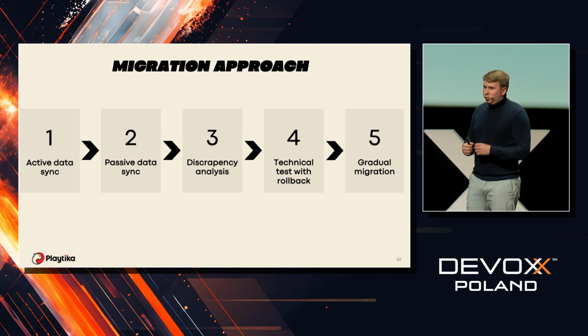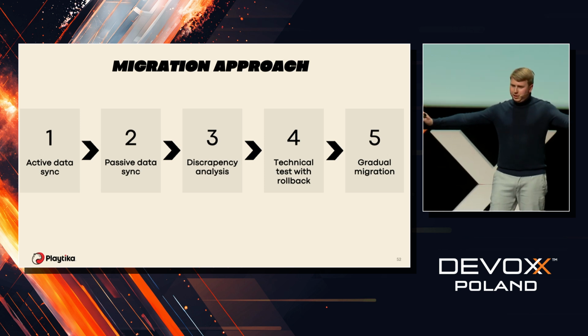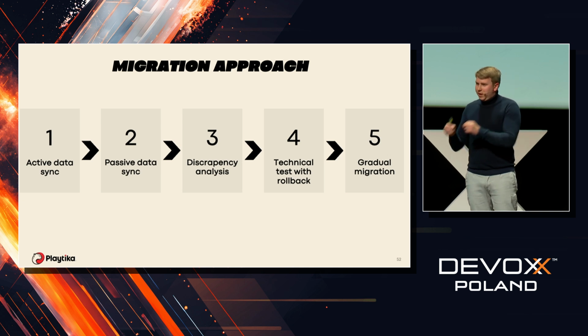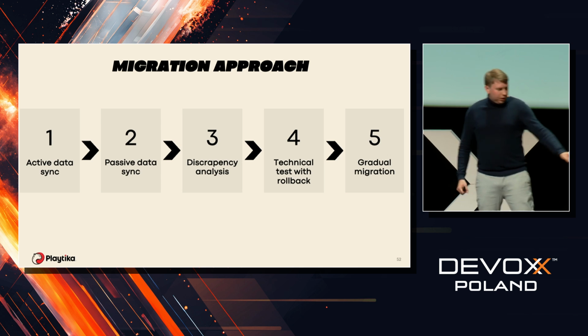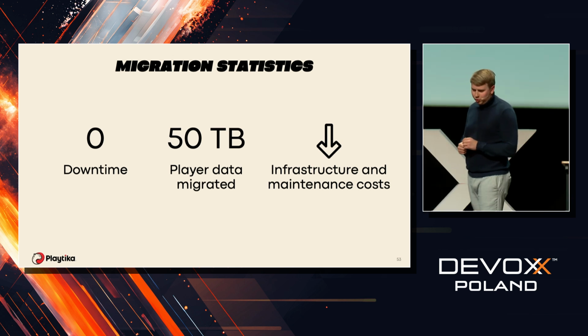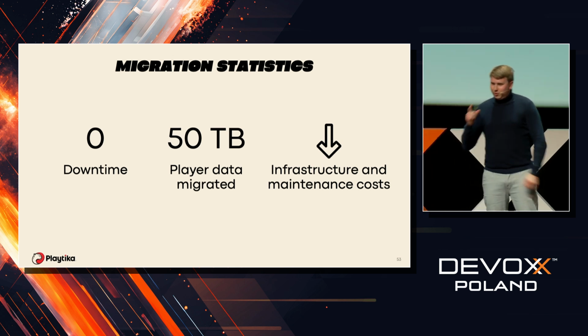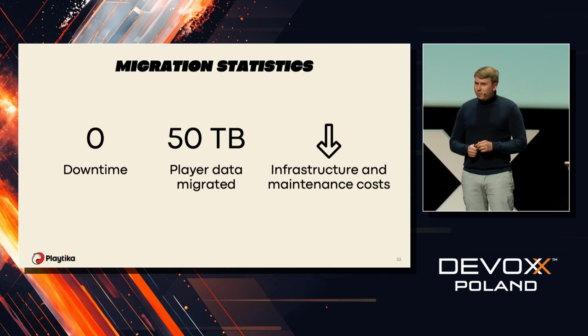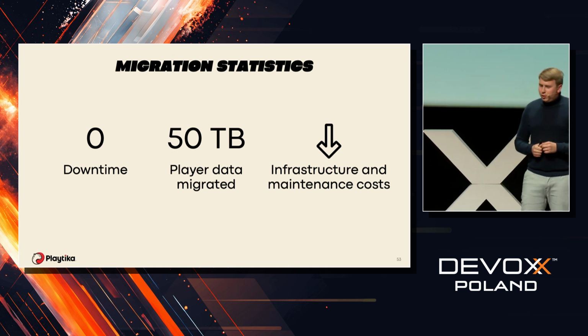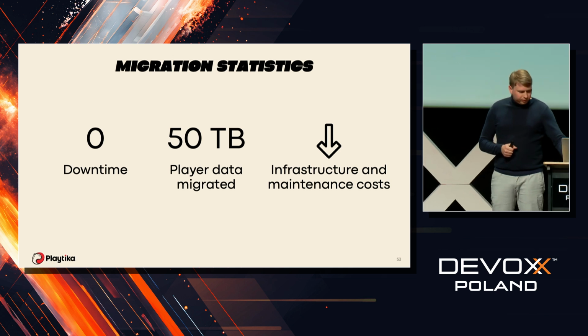We implemented a tool for discrepancy analysis to compare the data between two data centers, and we did a technical test. So we switched a test population to the Playtika Cloud and then rolled it back. So we also tested the rollback scenario. What are we going to do in case something goes wrong? And we migrated population by population. We did a gradual migration. There are some numbers. We are engineers, we love numbers. We did it with zero downtime, migrated 50 terabytes of player data from Google Cloud to Playtika Cloud, and significantly reduced the infrastructure and maintenance costs.